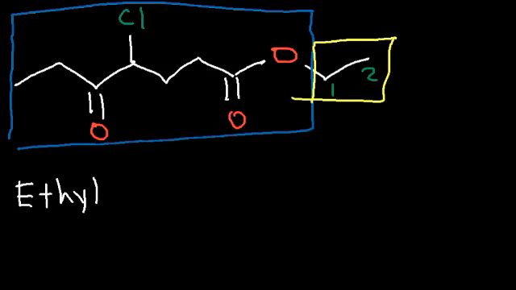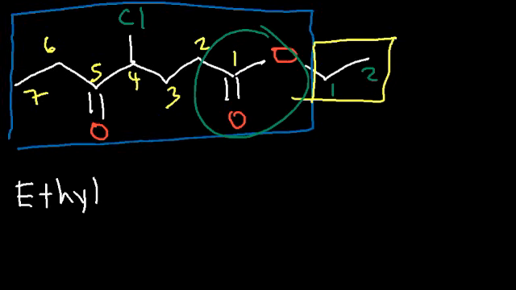Now for the part that has the 2 oxygens, let's count the longest chain. 1, 2, 3, 4, 5, 6, 7. Make sure you count it starting from the ester functional group. So 7 is associated with heptane, but we're going to use the word heptanoate.